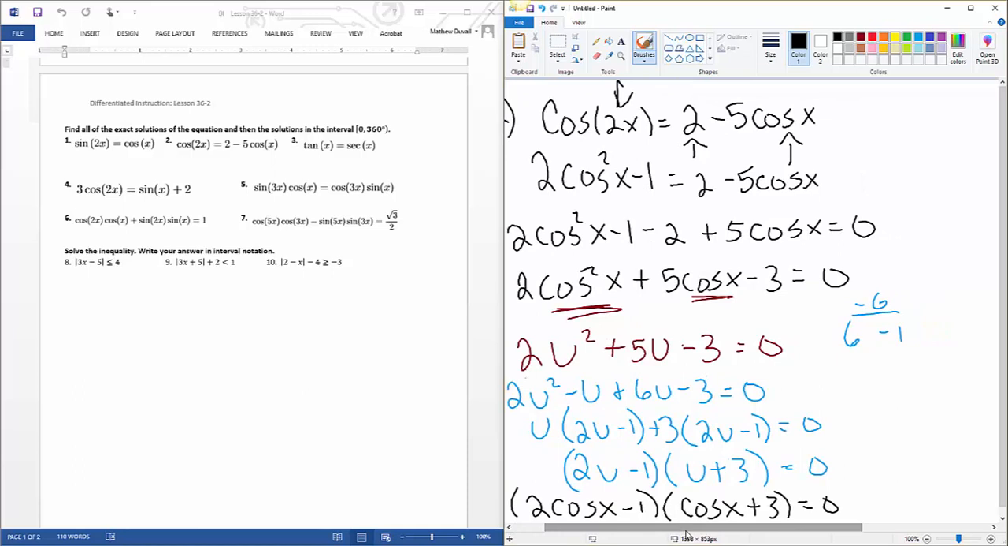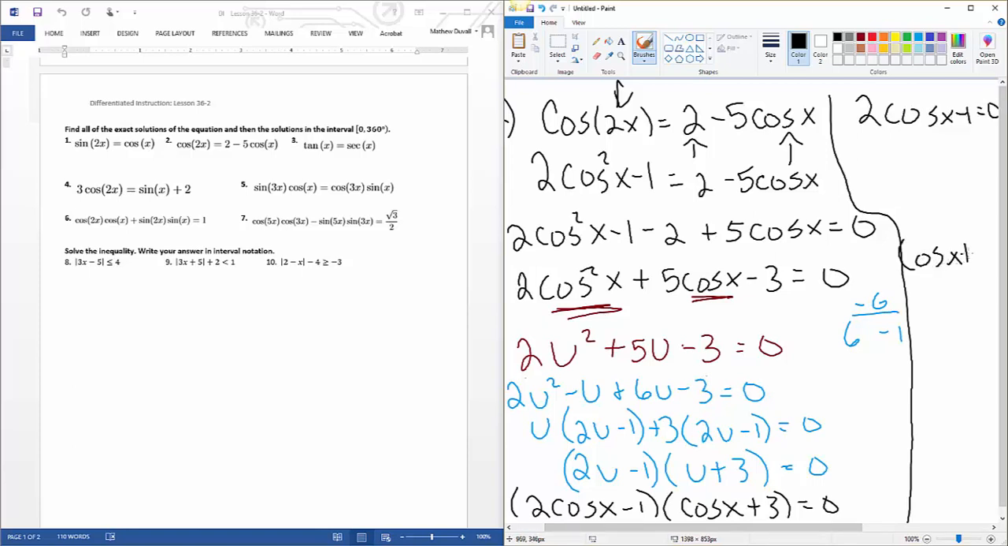Now with that statement there, set each one of these equal to 0. So 2 cosine x minus 1 equals 0, and cosine x plus 3 equals 0. Now you're going to find out this one here, you can't have the inverse of -3. It's outside of what the domain is. The domain should be -1 to +1, and that's -3. So this does not exist. Not applicable, does not exist, undefined. That's what this factor is.